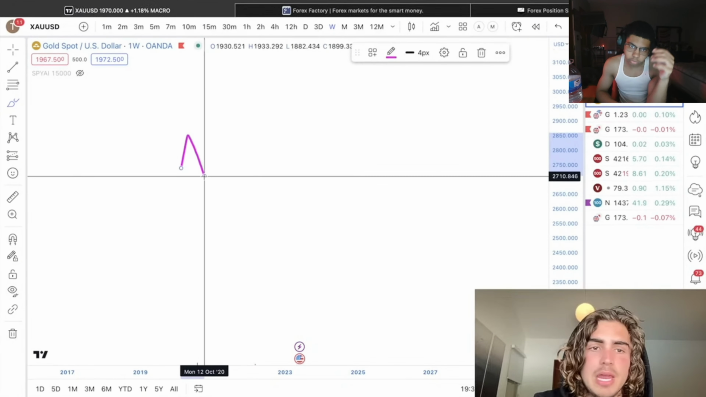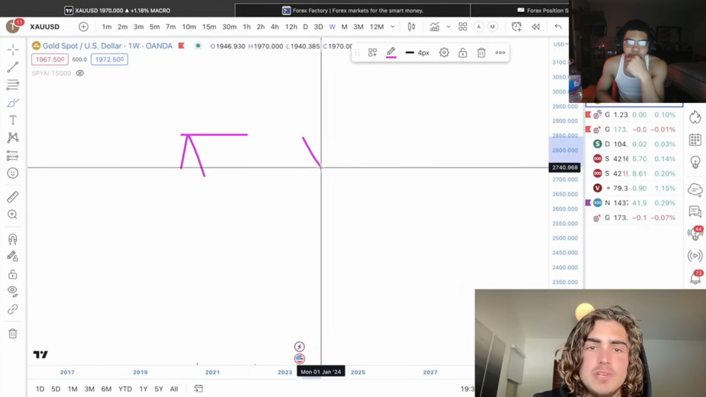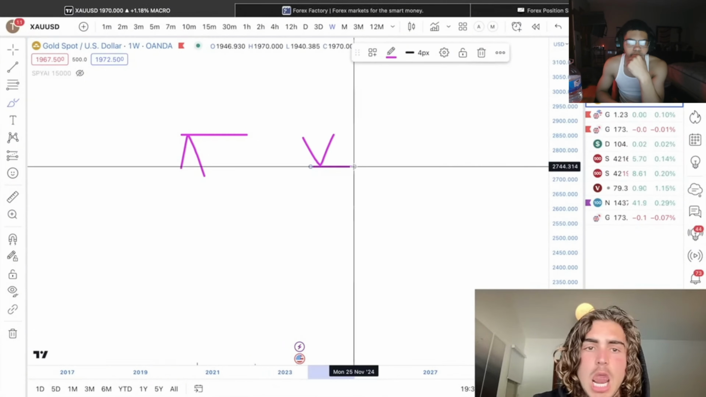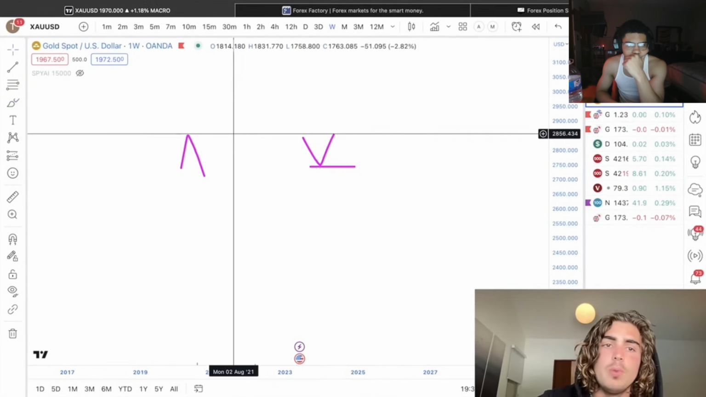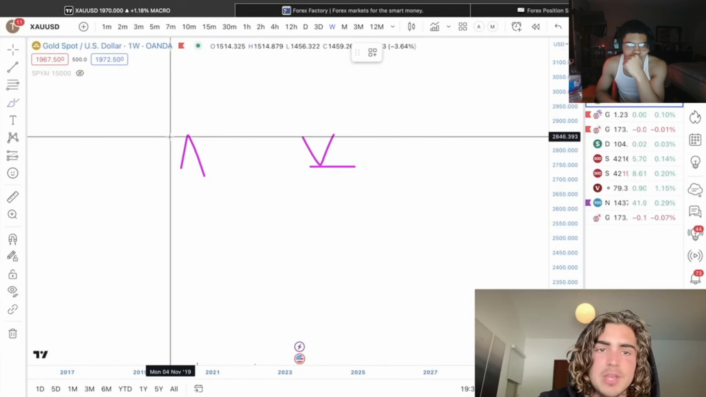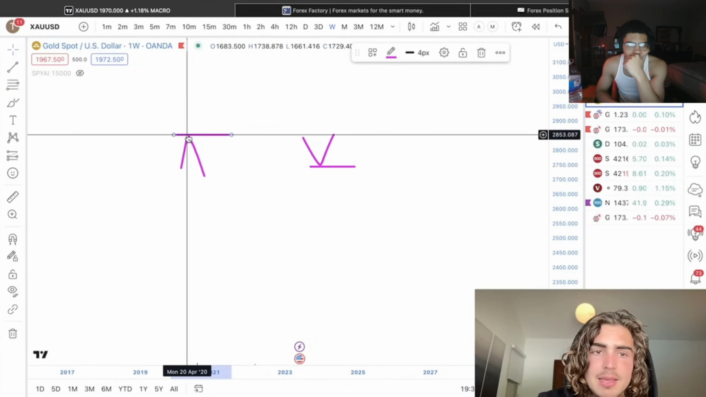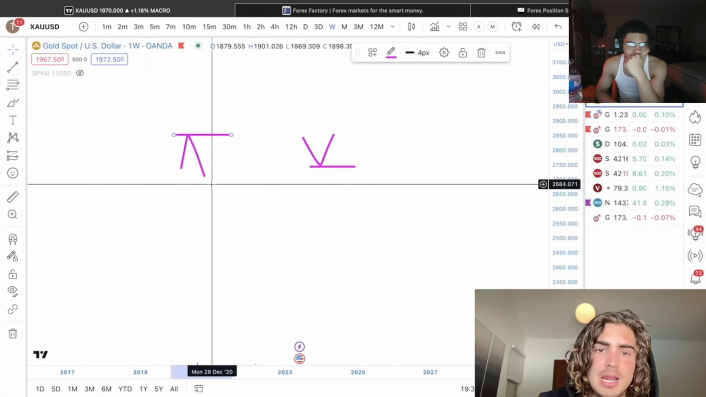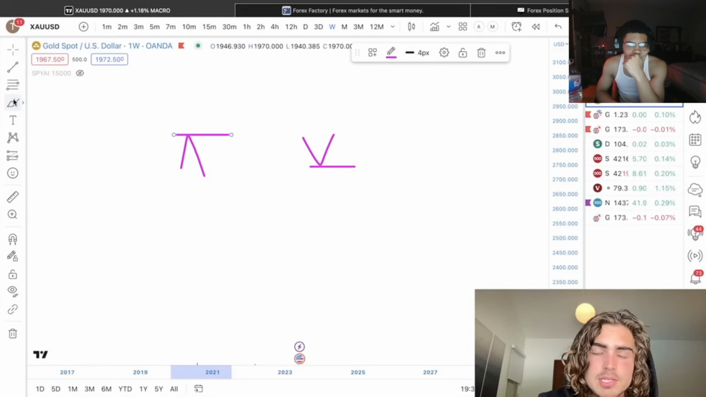A move up, then a move down, right? High. What makes a low? A move down, then a move up. Low. Okay, so when we apply this to the charts, it is literally as simple as that. A high is a move up, then a move down. A low is a move down, then a move up. Okay, so what does that mean?